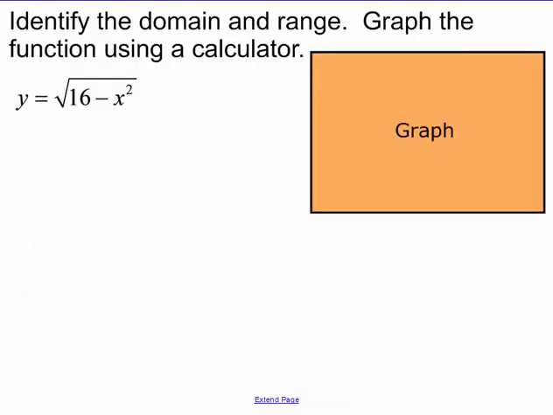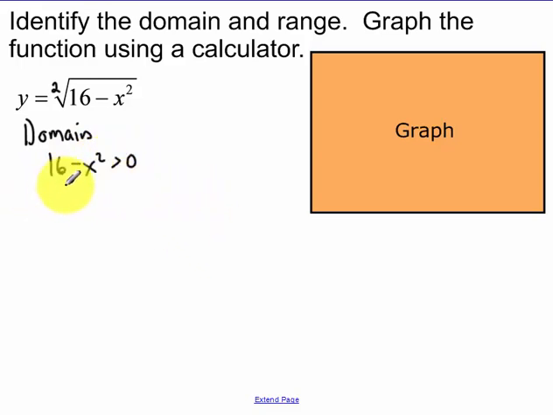So an example of that is this function here. We have an implied 2 there, so we have a radical function with an even index. So I know for my domain that the 16 minus x squared has got to be greater than or equal to 0.